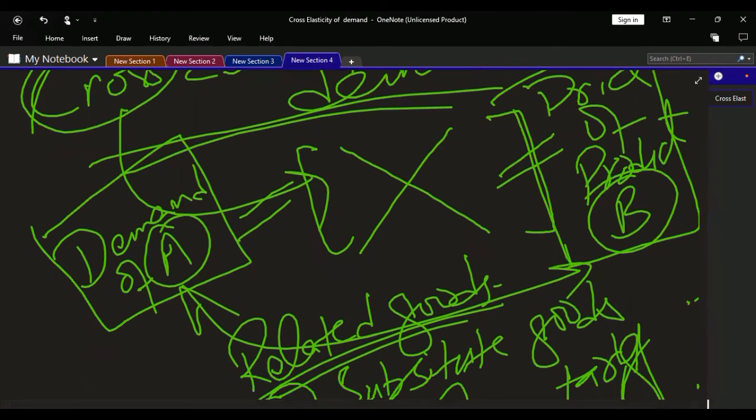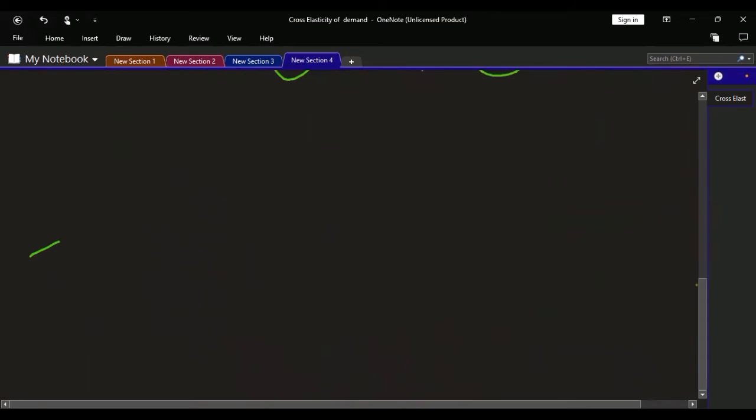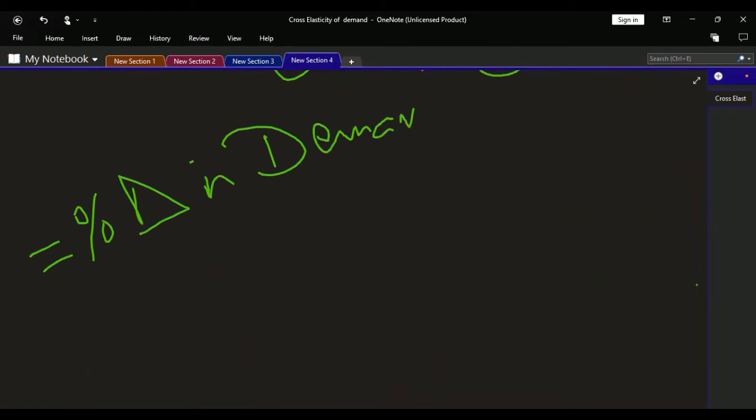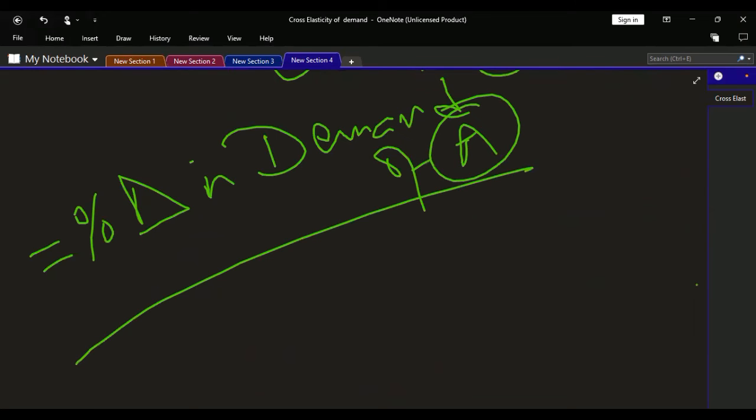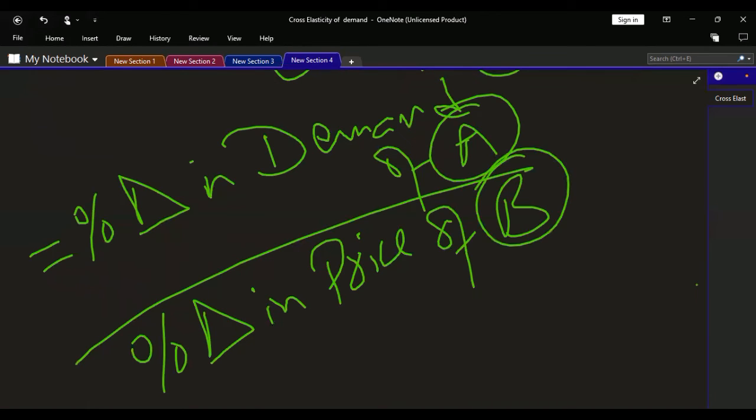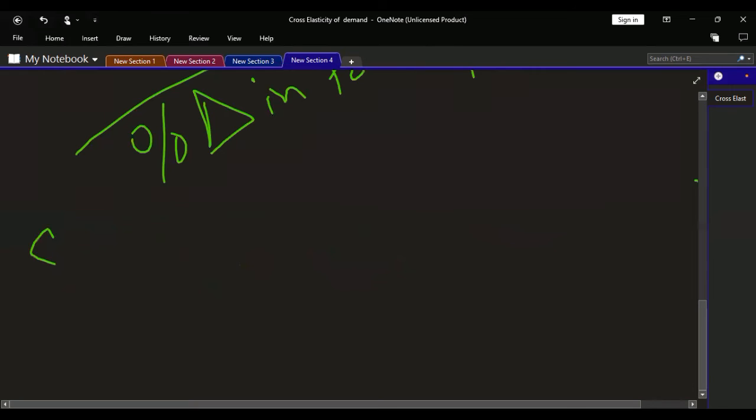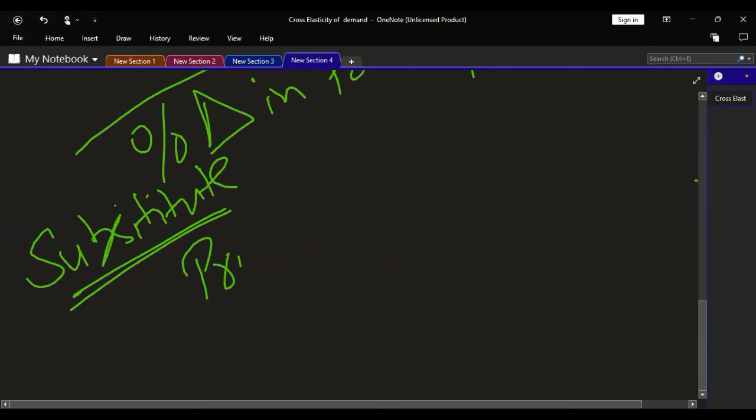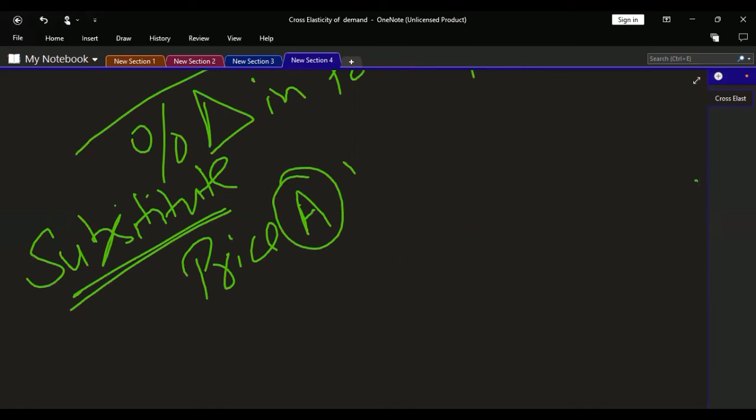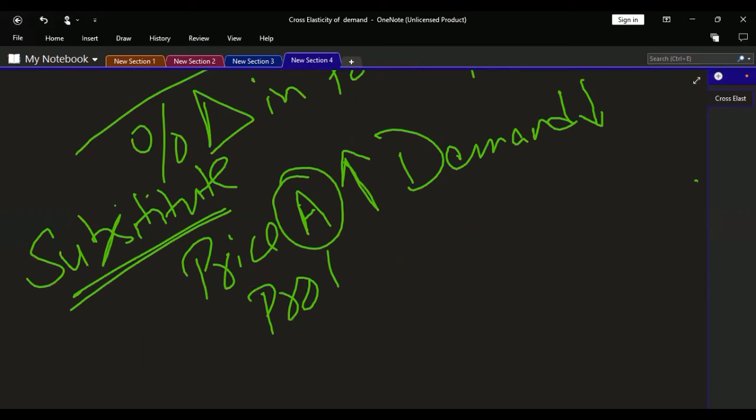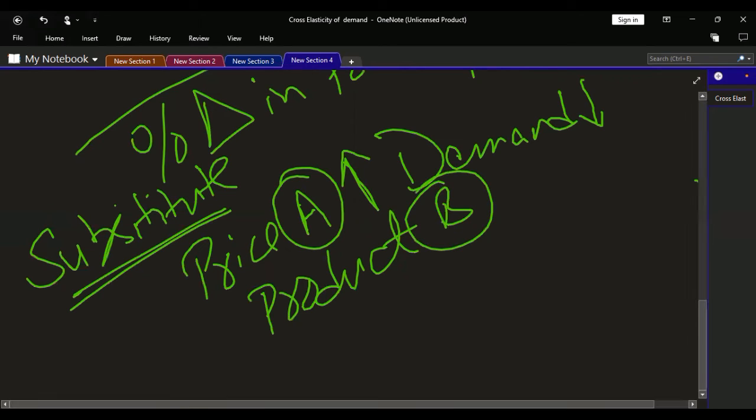So, the formula will be here. It is a percentage change in demand of product A to percentage change in price of product B. In substitute goods, if the price of product A increases, its demand decreases, and the customer will move towards product B, which will be a substitute product of product A.